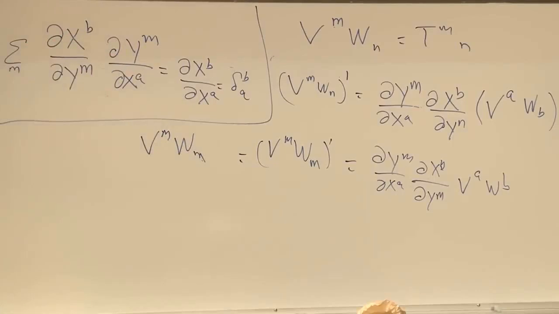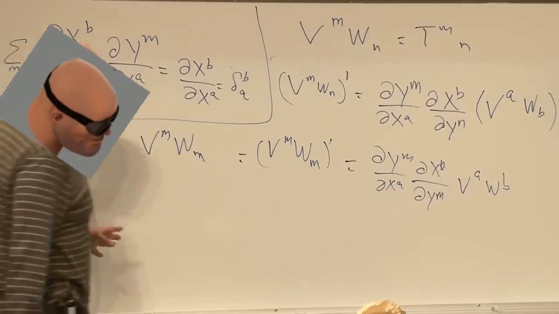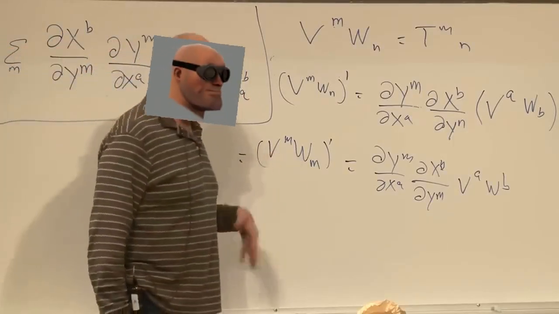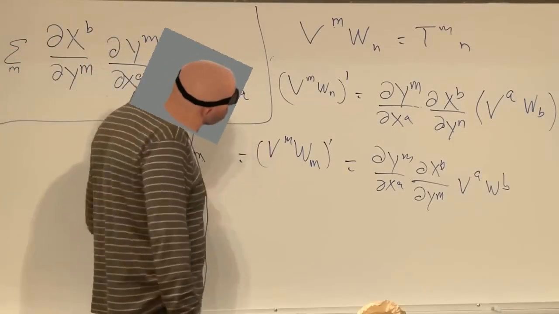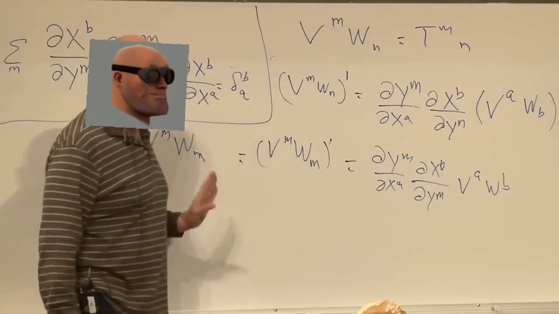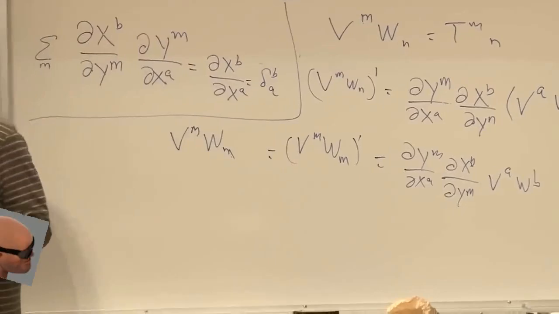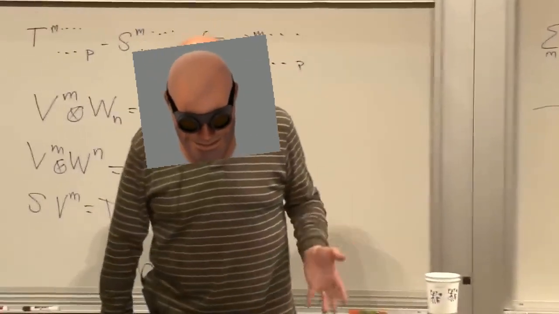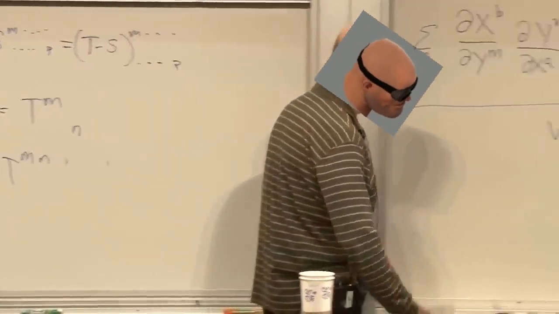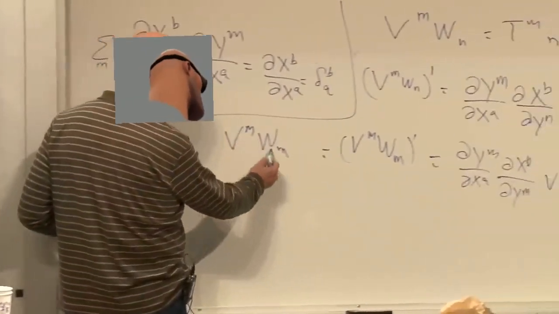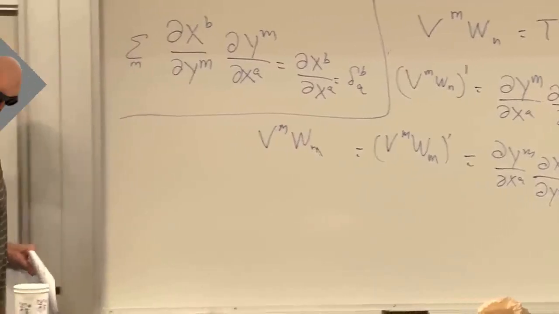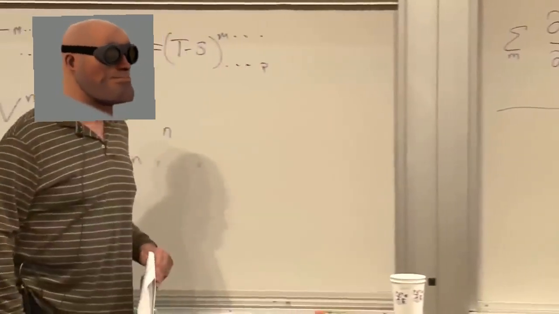What does it say? This says that the object that I've made has no components, and it has the same value in every frame. What would you call it? You call it a scalar. So, by contracting two indices, I make another tensor, in this case, a scalar.